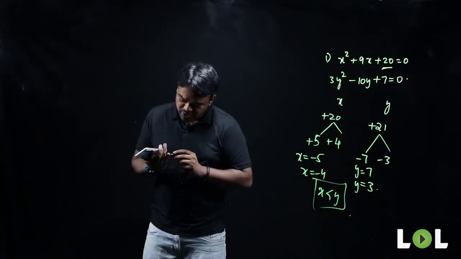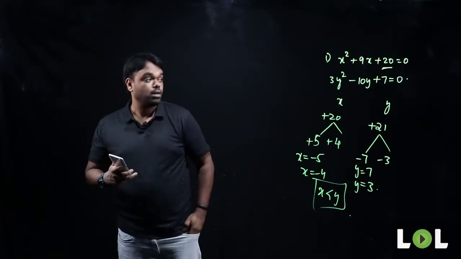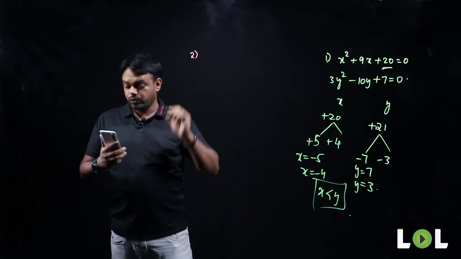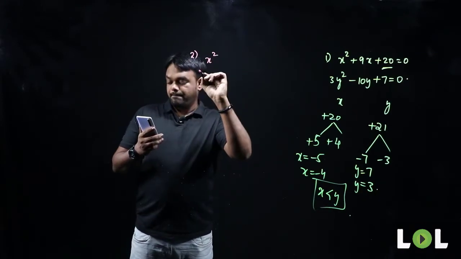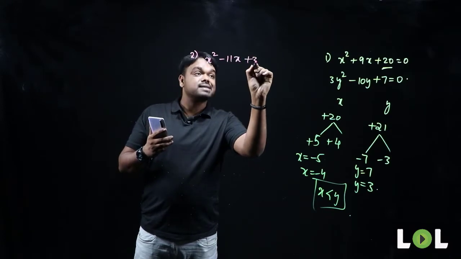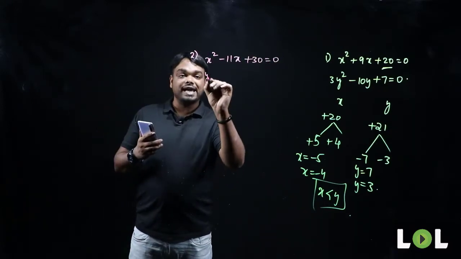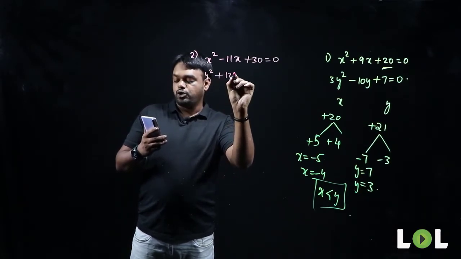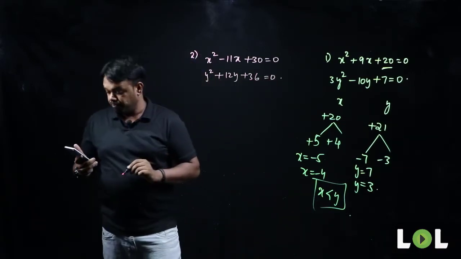So moving on to question number 2. Question number 2, what is it? X square minus 11x plus 30 equal to 0. Another equation is y square plus 12y plus 36 equal to 0.